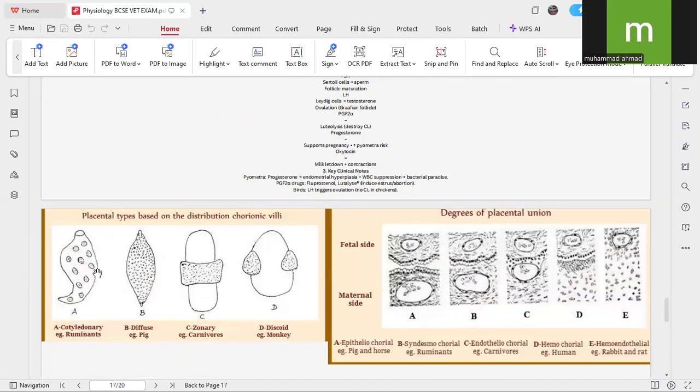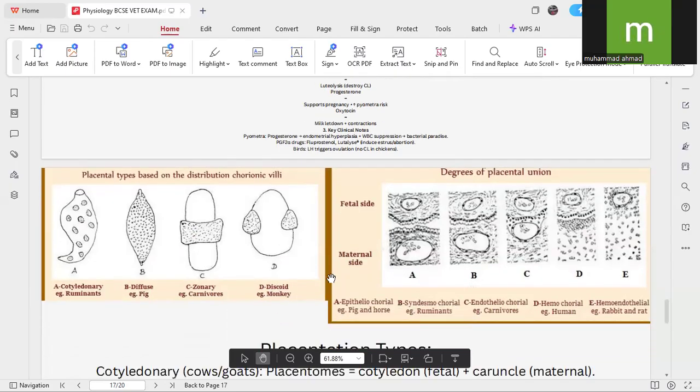There are different placentas. The first one is cotyledonary in ruminants, and the second is diffuse, present in the pigs. Zonary, on the center part, is present in the carnivores, and discoid, on two sides, is present in the ruminants. So this is the fetal side, this is the maternal side.